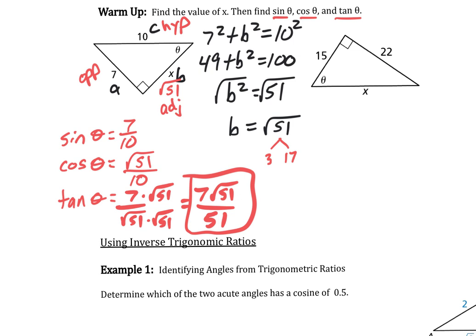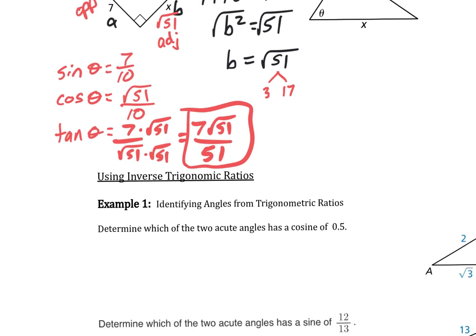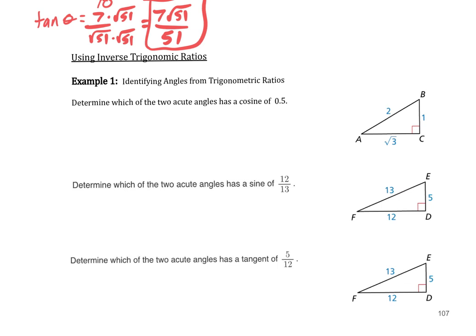Okay, last week we did a little bit of solving. We were trying to find missing sides based on an angle that we were given. The reason we can't use trig on this one is because we don't know what the angle is. But today we're going to talk about solving a right triangle. Well, there's one thing that we did not do last week. Last week we talked about finding missing side lengths. We did not talk about finding missing angles. Okay? So, determine which of the two acute angles has a cosine of 0.5.